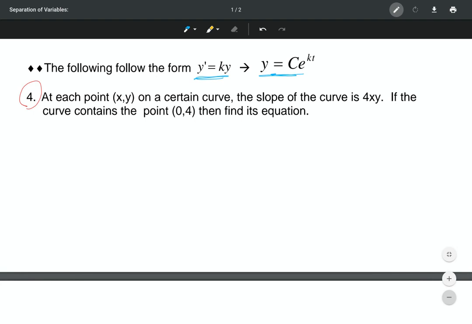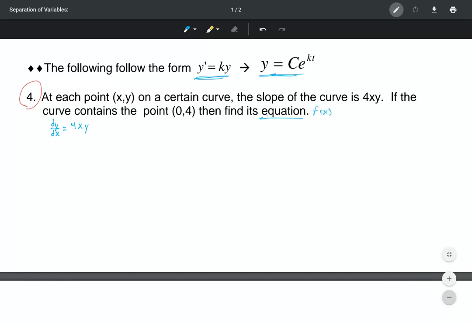I am. Okay, so now, first, a lot of the times, guys, like I've told you in the past, the hardest thing is to realize what this is asking for, right? So it says at each point xy on a curve, the slope of the curve is 4xy, which means that this 4xy is the derivative, right? Which I'm calling dy dx. If the curve contains the point (0, 4), find its equation, all right? So what we're trying to look for is f of x.